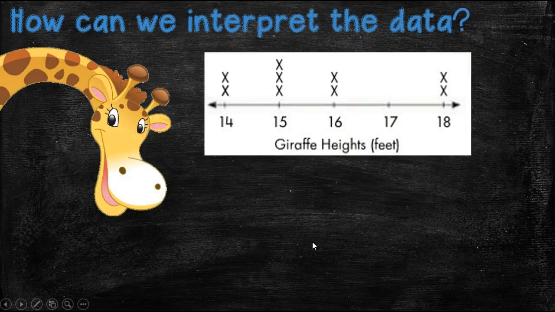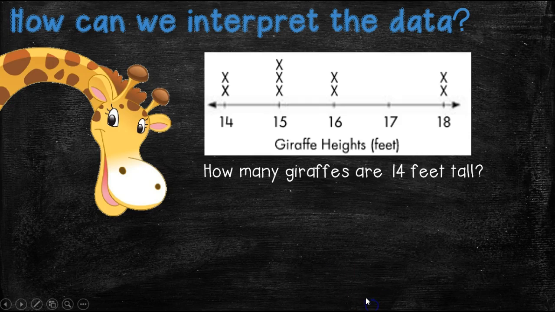So how can we interpret the data once we see it in a line plot? Well, first of all, let's look at this, and this tells us giraffes' heights in feet. So how many giraffes are 14 feet tall? So how could we find that out? Well, we're going to look up here and we're going to say, okay, here's the 14-foot column, and we're going to count 1, 2. So 2 giraffes, according to this data, are 14 feet tall.